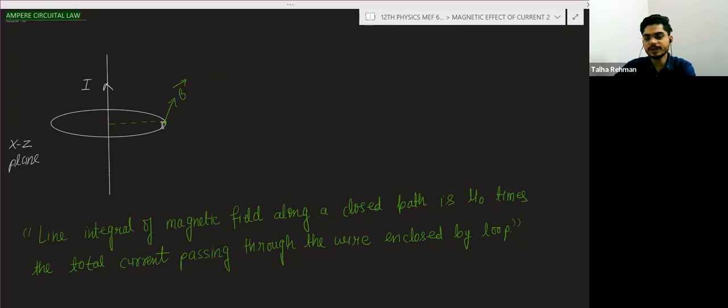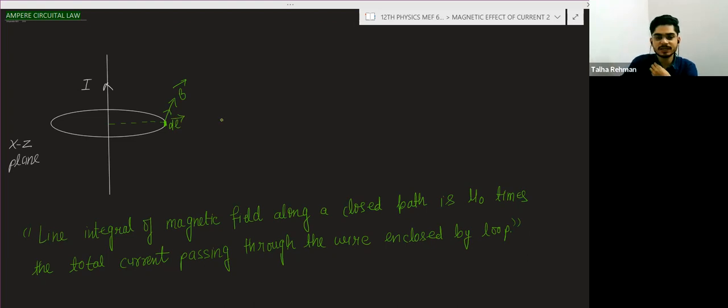Here, when you take dl, a small length of this loop, suppose this is the dl you are taking here, the dl vector. The direction of the dl vector will also be along this, because the direction of the dl vector is along the tangent to the circle. So the direction of the magnetic field is this and the direction of dl is this.